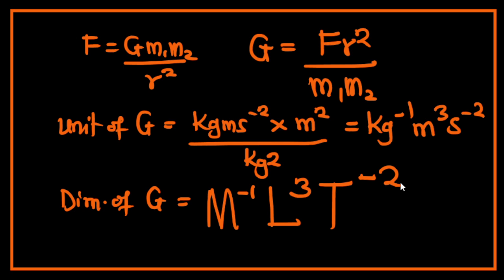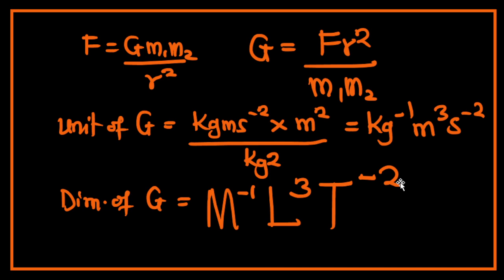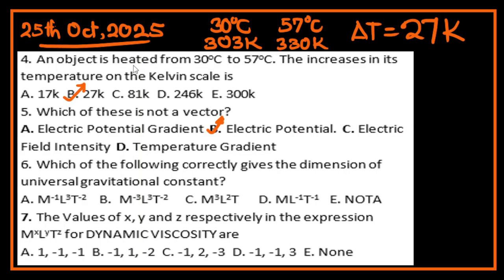You just need to look at the options and tell which one aligns with what you have there. Now, look at option A, M raised to the power of -1, L cubed, T raised to the power of -2. That looks like what we have here. That makes it option A.